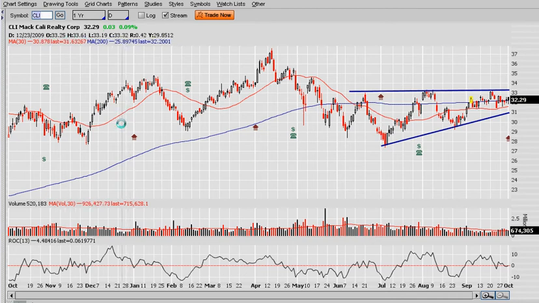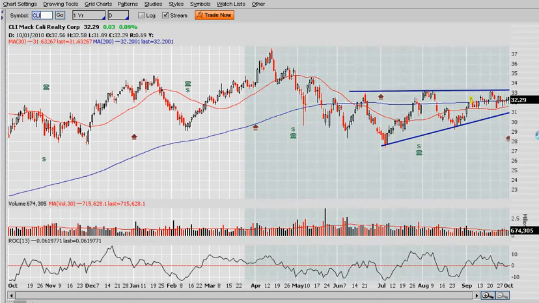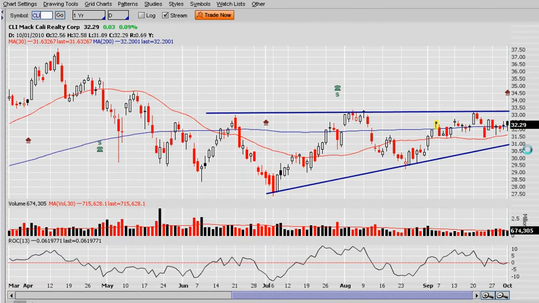I found another triangle pattern, an ascending triangle. If you want to see how all the workings of a triangle go, see my last video on technical analysis triangles. I'll post the link in an annotation or something. This is just CLI Realty Corp, a real estate investment trust, and like a lot of things that we've been seeing since the correction, this one's also been forming an ascending triangle.